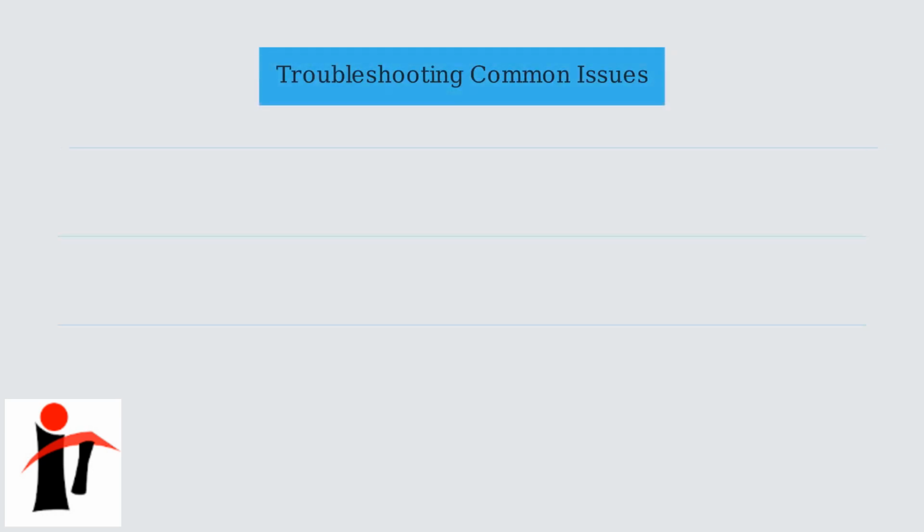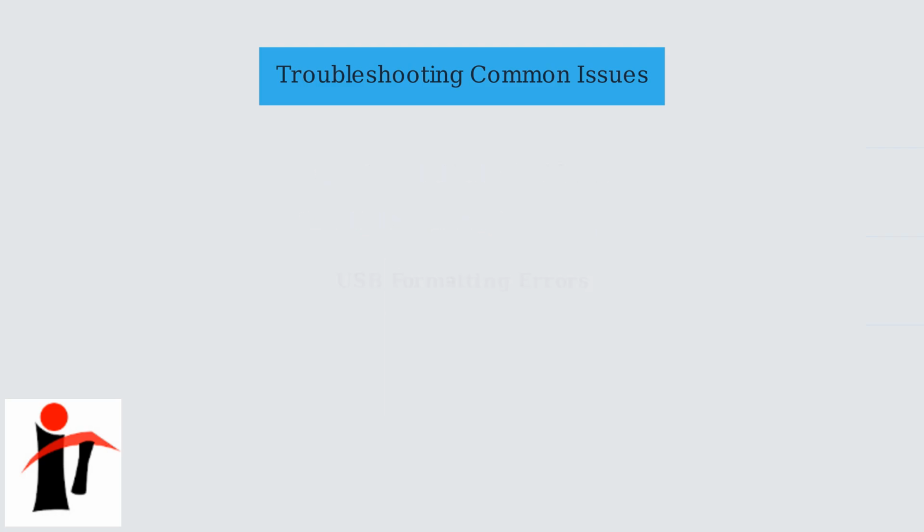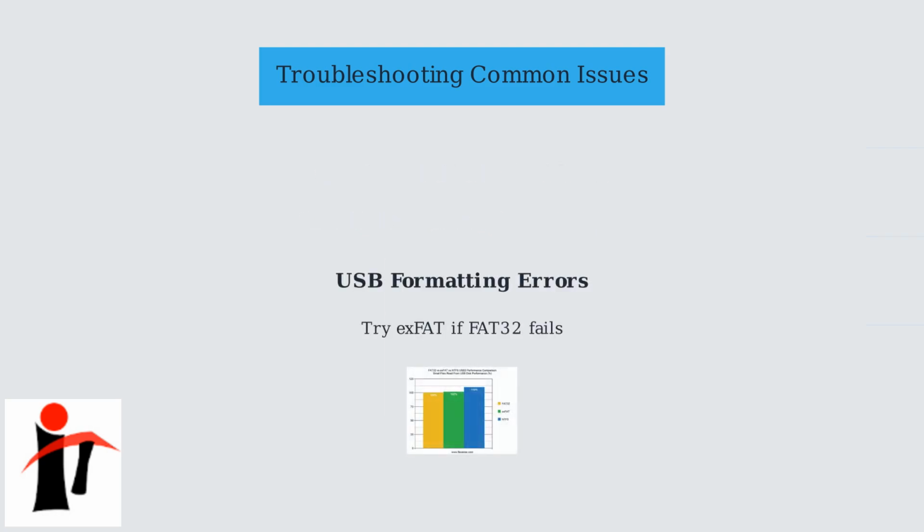Common issues when viewing Tesla Model 3 dashcam footage include app connectivity problems and USB formatting errors. For app issues, try resetting Wi-Fi on both your device and vehicle. This can resolve streaming or download failures. For USB formatting errors, if FAT32 doesn't work, try formatting the drive as exFAT instead. This alternative file system often resolves compatibility issues with Tesla's export process.